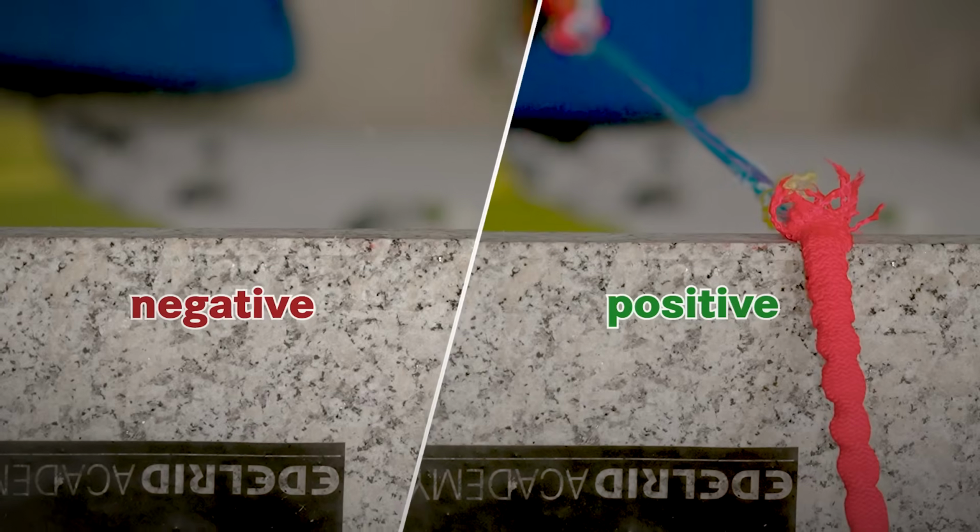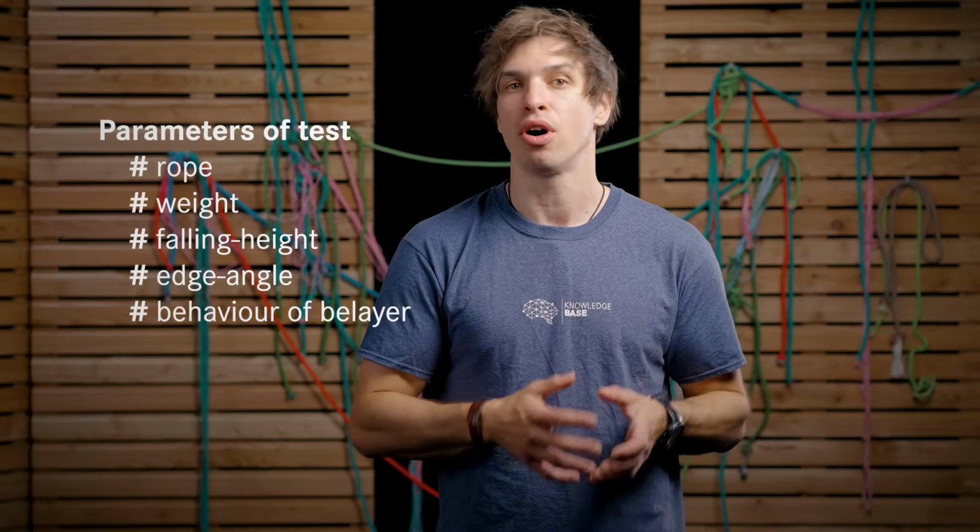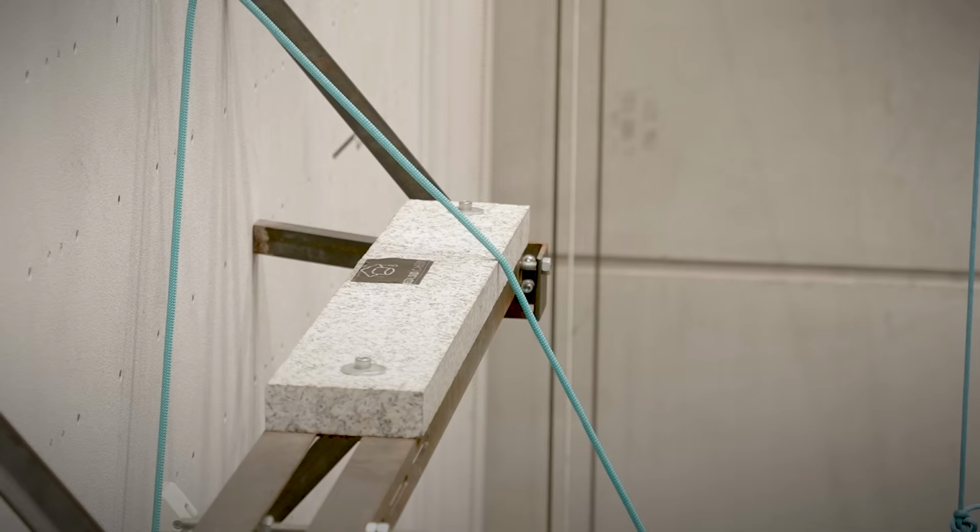With this testing setup, we have several parameters to adjust for. The rope, of course, the weight, the falling height, the edge angle, as well as, of course, the behavior of the belayer. As you can see, we started off with a perfectly horizontal edge.